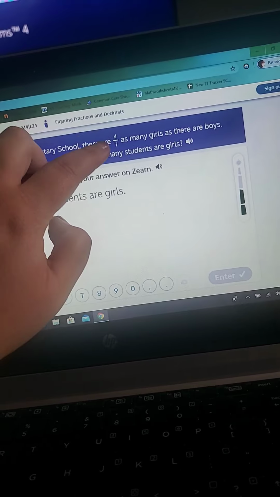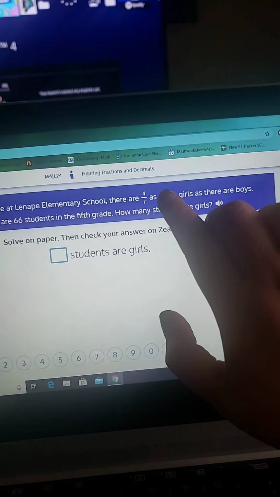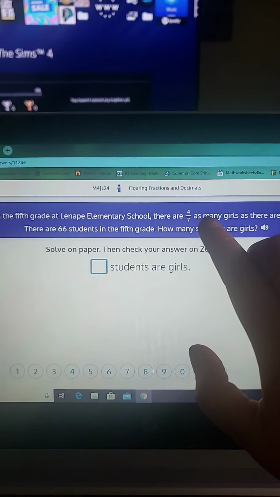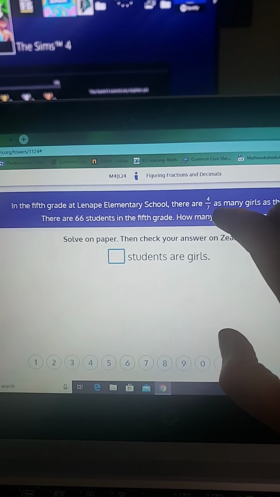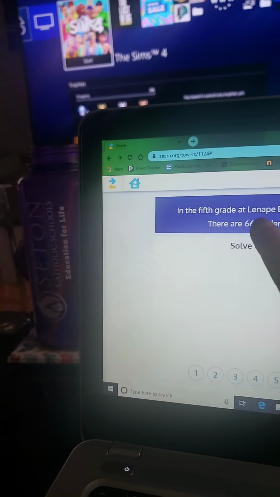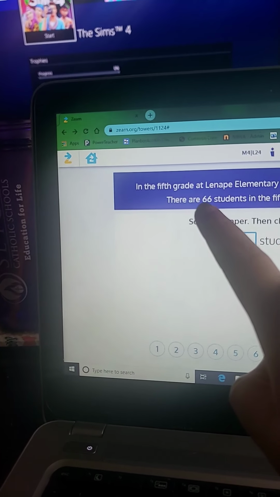So mine happens to be 4/7. So 4 plus 7 is 11. So whatever, again, your numerator is, it stays the same. And your new denominator is going to be changing to adding these two numbers together. Then you're going to multiply it by the number of students. So for me, it was 66 students.